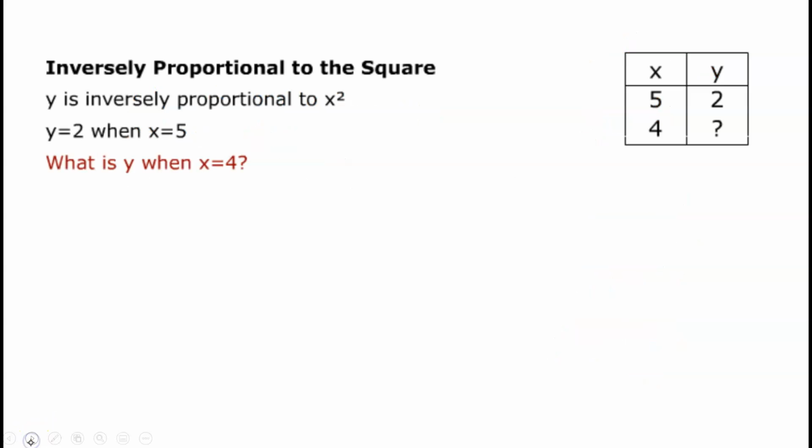Let's have a go at this one then. So now y is inversely proportional to x squared. We've got a couple of values. Can we therefore work out that question mark? So pause the video, have a go, and then we'll have a look and see how you got on.